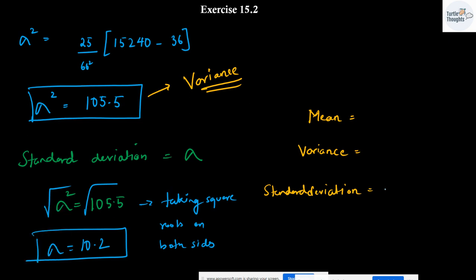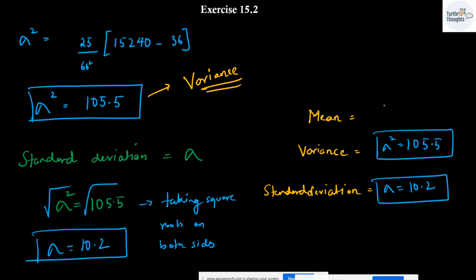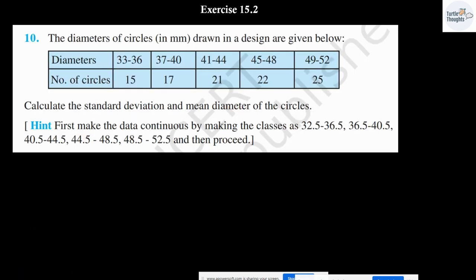I have got standard deviation sigma, which is going to be equal to 10.2. Variance sigma square is going to be 105.5. The value of mean, which is going to be x bar, I have got as 90. This completes your question. We have one more question based on the same concept.